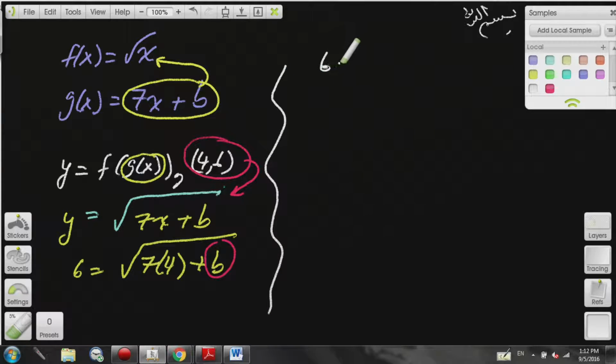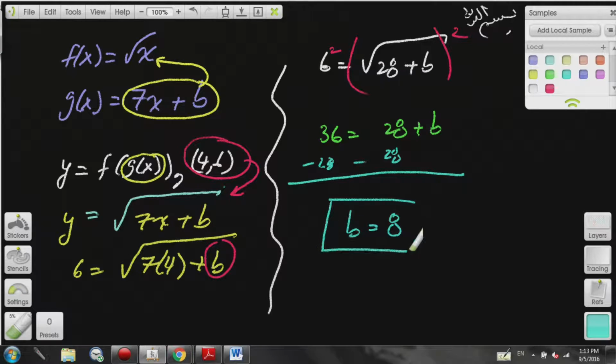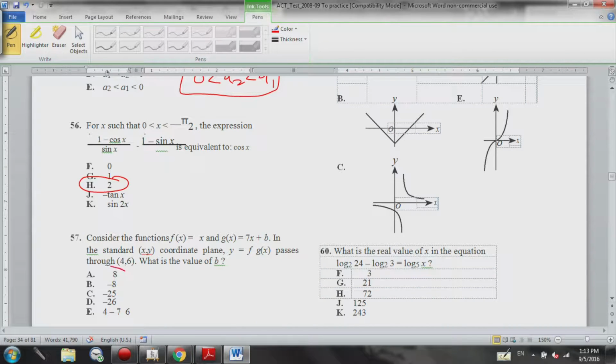So let me rewrite this. 6 equals the square root of 7 times 4, which is 28, plus b. To solve this, you have to square both sides. Then you get 36 equals 28 plus b. And then you subtract 28 from both sides. And then you get b equal to 8. Like that. So the answer is b is 8.